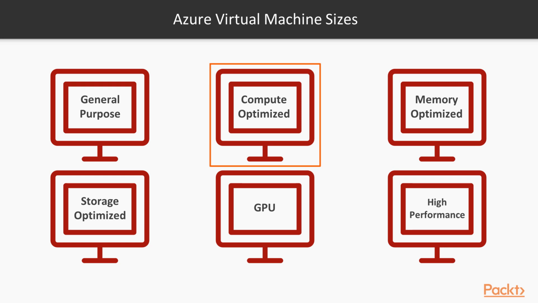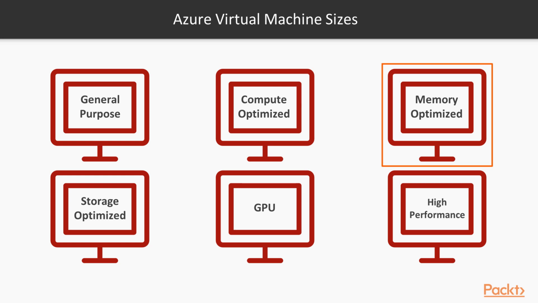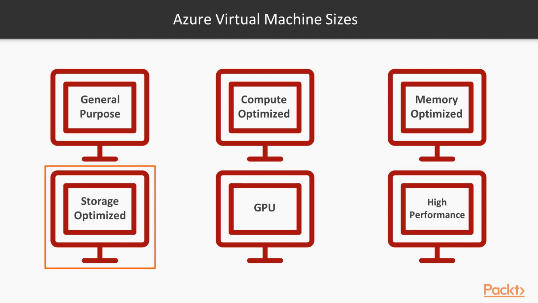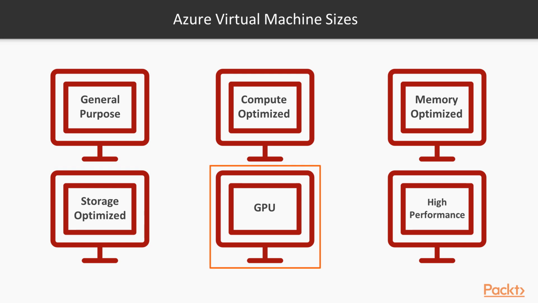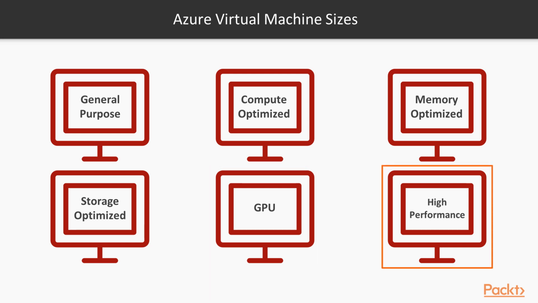Compute optimized gives you better CPU performance. Memory optimized, obviously better memory performance compared to storage and CPU. Storage optimized is lower in CPU and memory, but giving you a larger amount of storage. The N series, which is equipped with graphical processing units, so mainly targeted towards multimedia or 3D-like workloads. And high performance is obviously the opposite, giving you a lot of performance on all characteristics of the VM, mainly used in high performance compute.